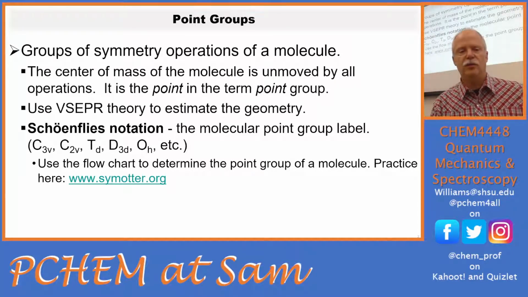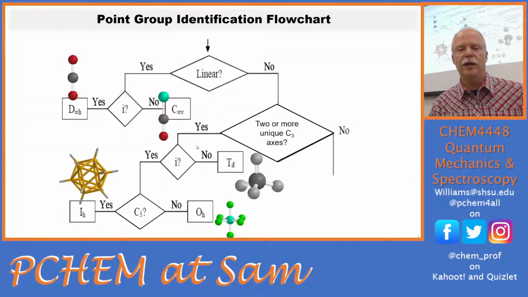We use this Schoenflies notation. So I give you these official terms because those are the things that I'm going to be using. So make sure that you understand the terms. The Schoenflies notation is what we're using when we talk about C3v, C2v, tetrahedral, or Td, octahedral. And so that's the type of notation that we're using. We're going to practice in a little bit using this SymOtter page.